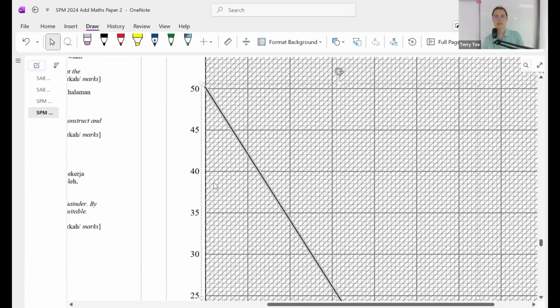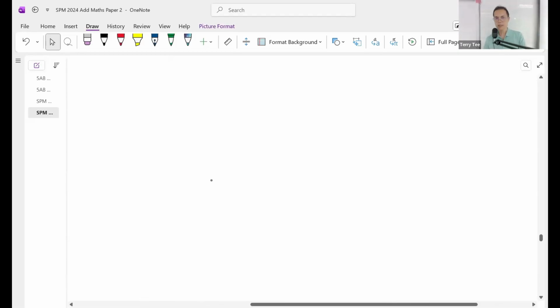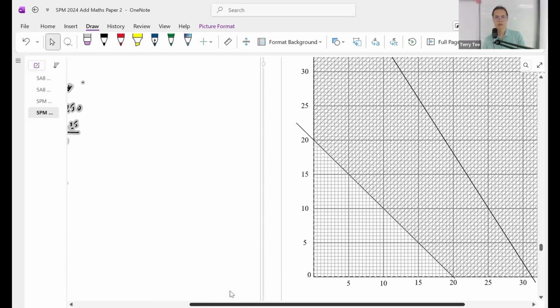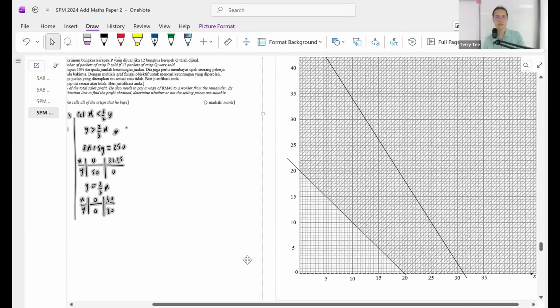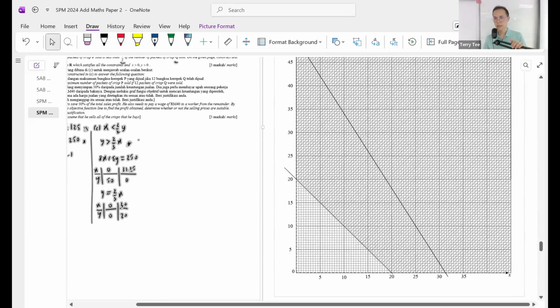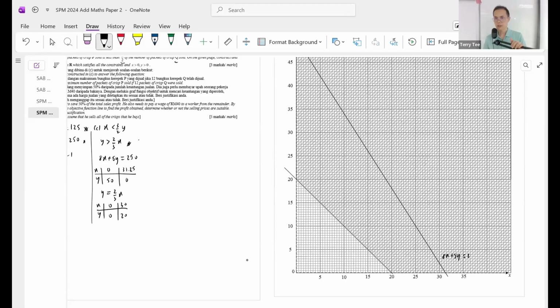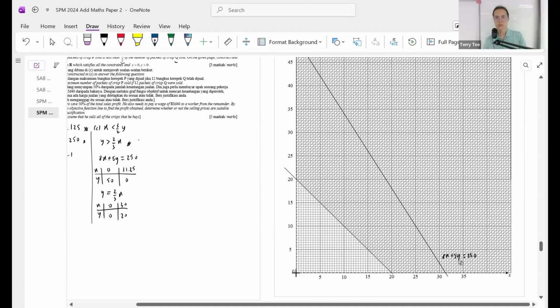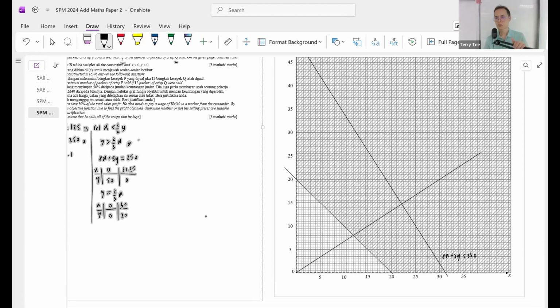Okay, so this is your first line. What is it again? 8x. Let me zoom out. 8x + 5y = 250. Okay, next one is y equals 2/3 x. 0, 0, 30, 20. So y is 2 over 3x.